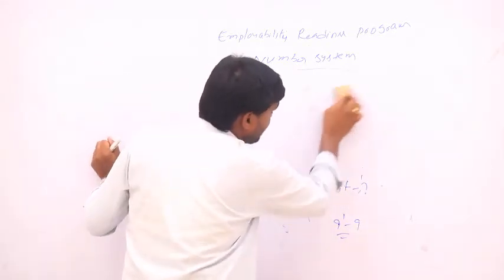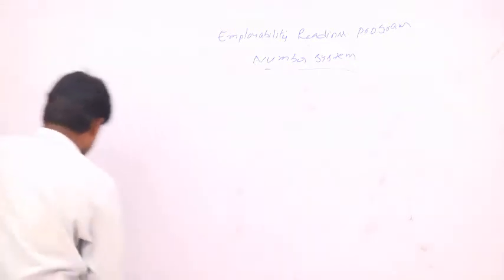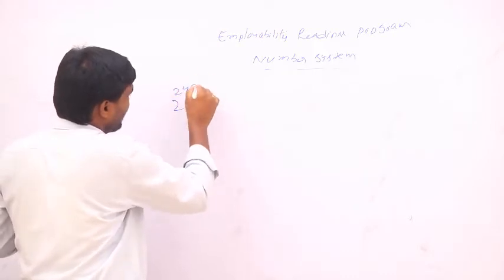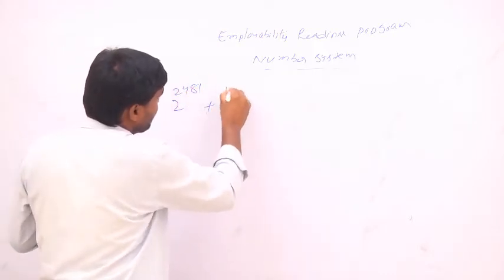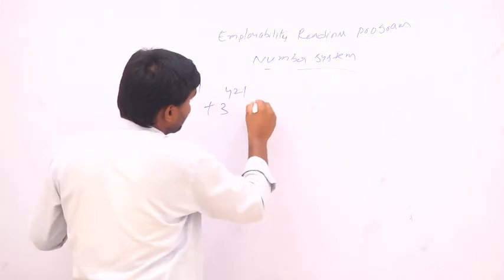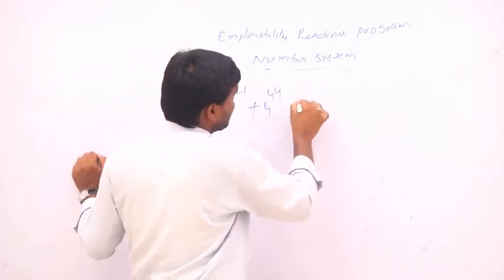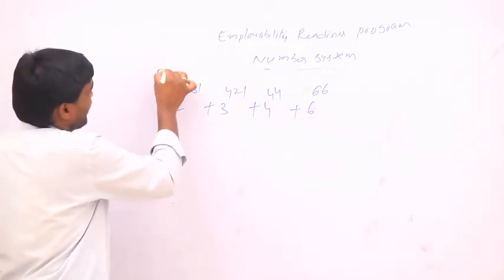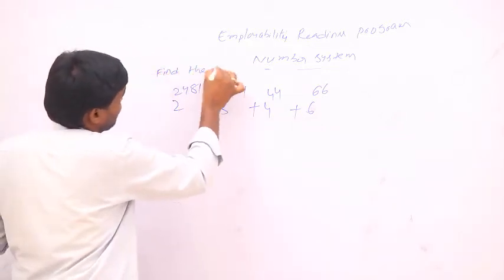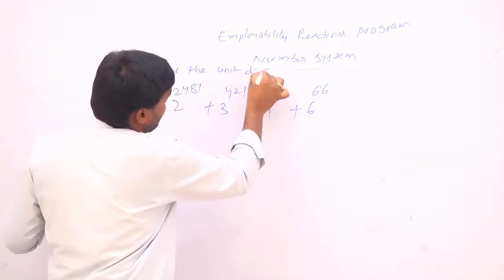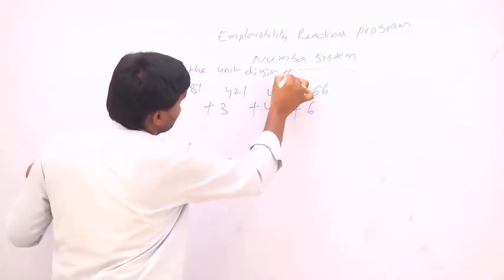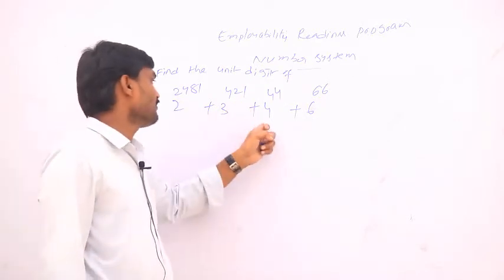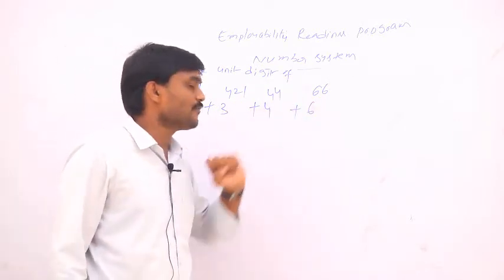Suppose you want the unit digit of 2 power 2481 plus 3 power 421 plus 4 power 44 plus 6 power 66. Find the unit digit of this expression.